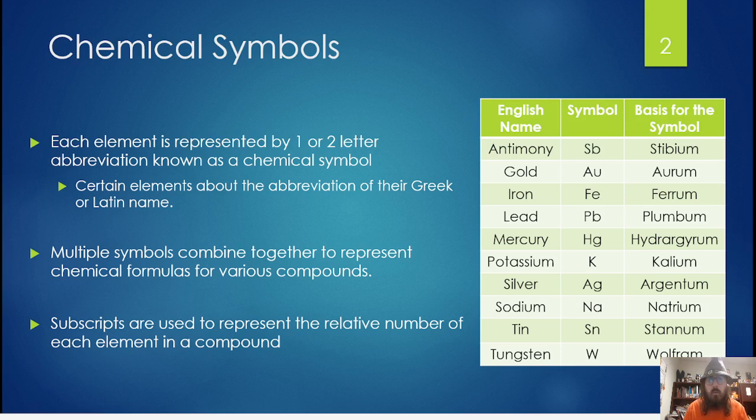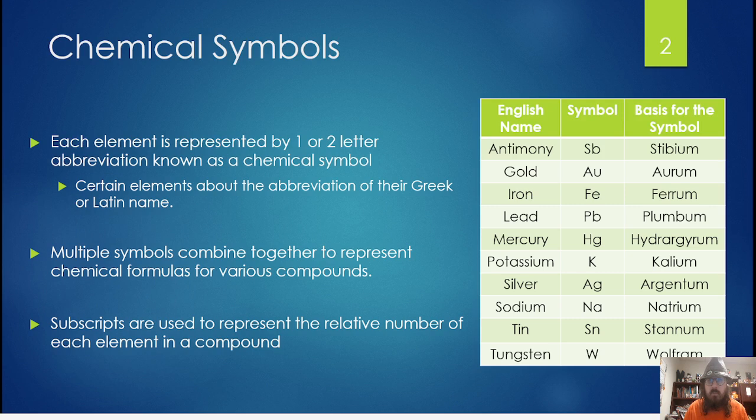When we look at our elements, each element is represented by either a one or two letter symbol. When we give the elemental symbol, the first letter is always capitalized, the second, if there is one, is lowercase. Almost all of them reference the name in some way, but some of them are based on their earlier Greek or Latin names. So you can't always trust them.